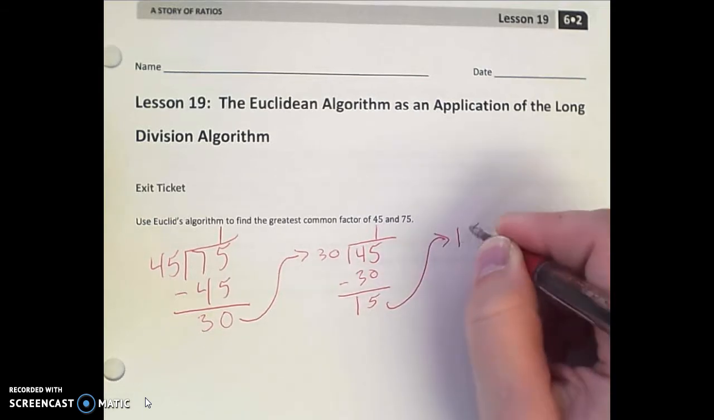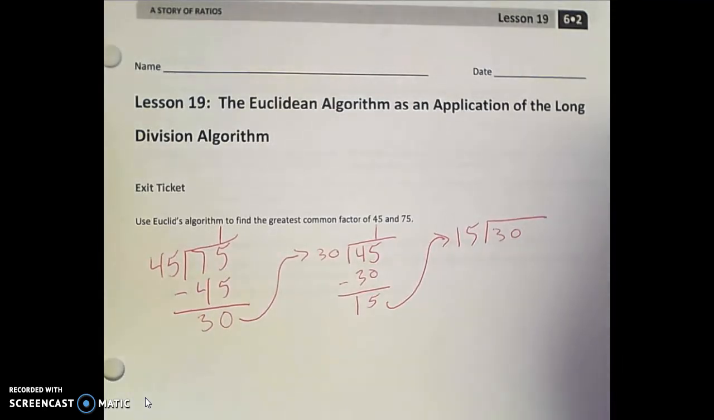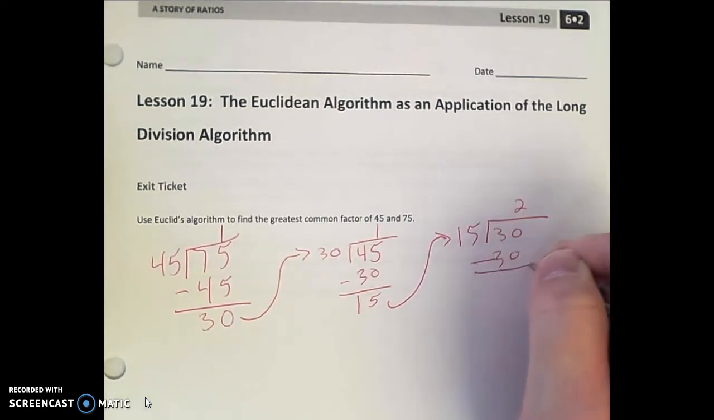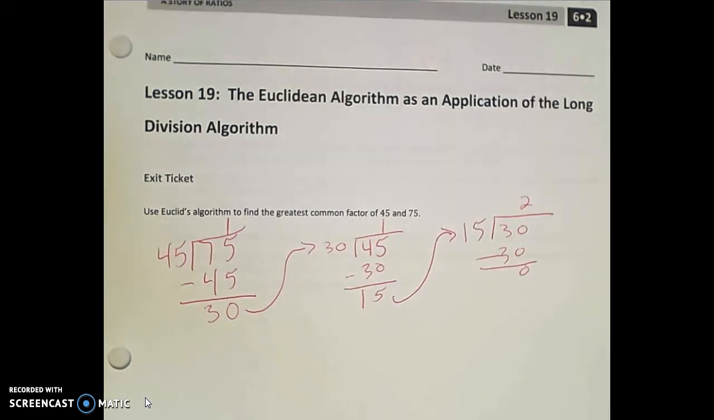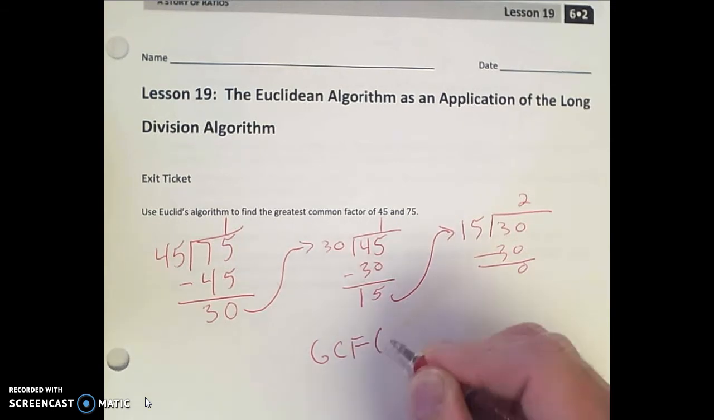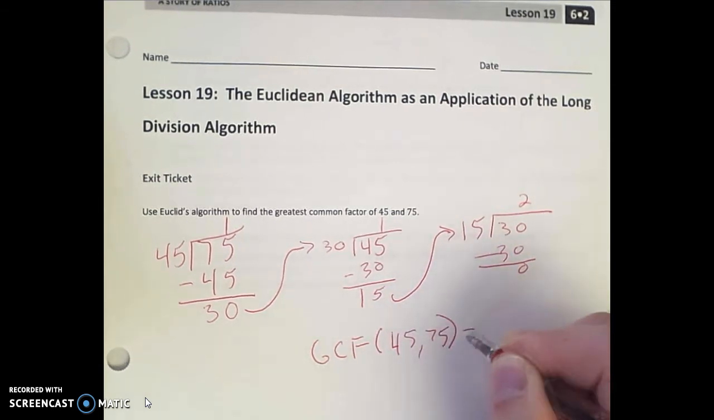So now 15 becomes the divisor, and 30 becomes the dividend. We divide that, and we get a quotient of 2 and a remainder of 0. So now we have that the greatest common factor of 45 and 75 is 15.